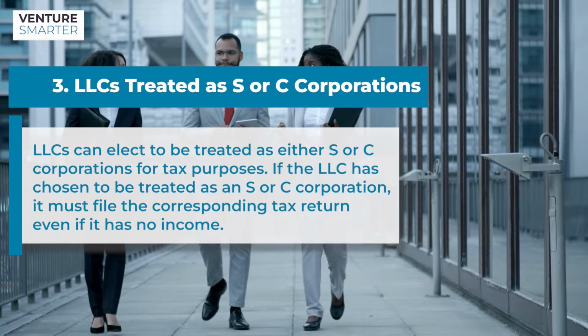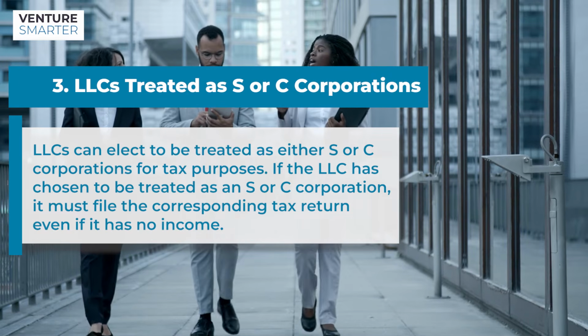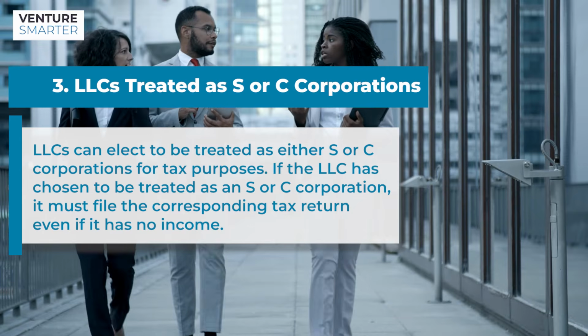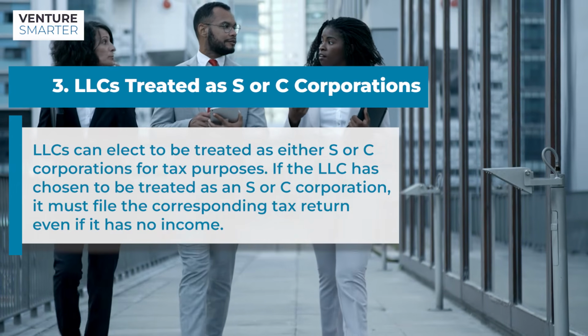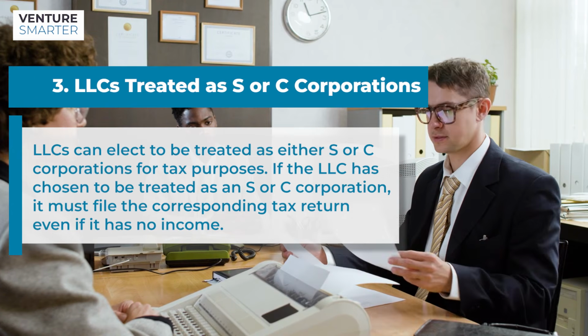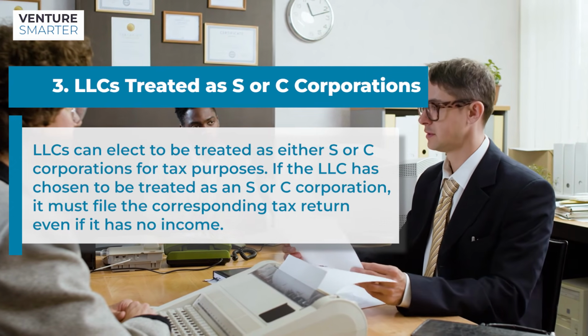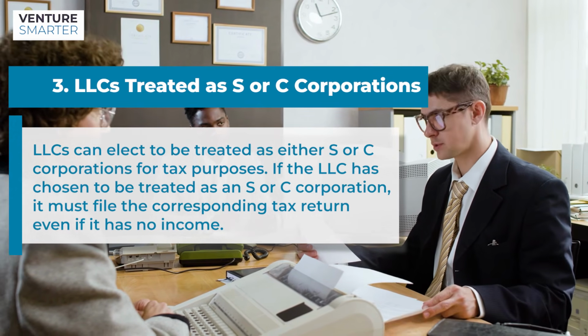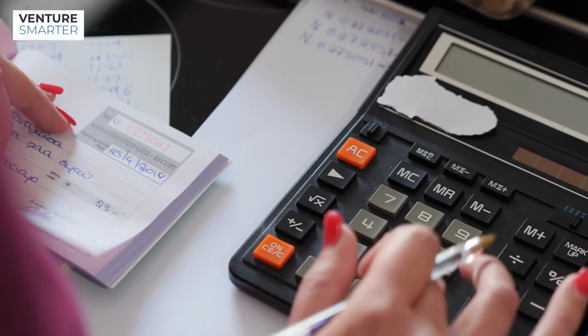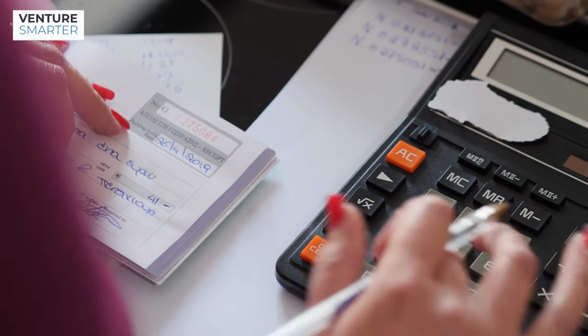3. LLCs treated as S or C corporations. LLCs can elect to be treated as either S or C corporations for tax purposes. If the LLC has chosen to be treated as an S or C corporation, it must file the corresponding tax return even if it has no income. Filing taxes for an LLC with no income is a necessary step to ensure compliance and maintain good standing with the IRS.